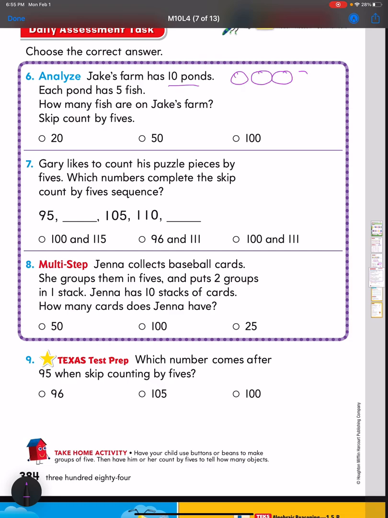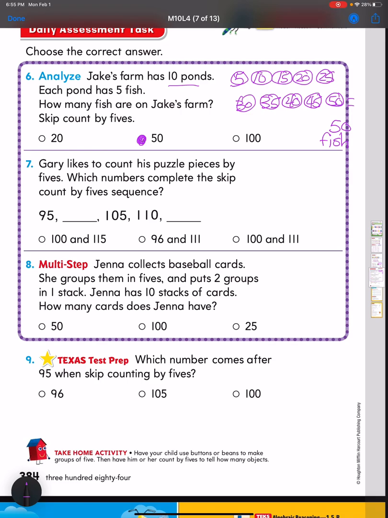So I could draw 10 ponds. There's his 10 ponds. Each one has 5 fish. So I could skip count to find the total number of fish on his farm. 5, 10, 15, 20, 25, 30, 35, 40, 45, 50. He has 50 fish. 50 fish on his farm. So I would fill that in. Remember, we're increasing by fives when we skip count by fives.